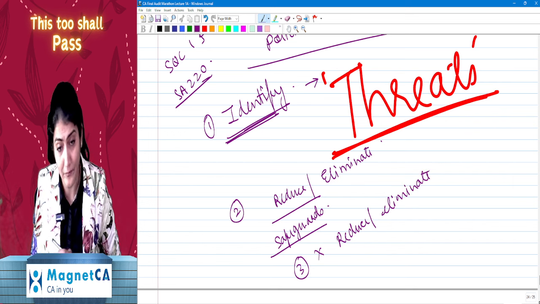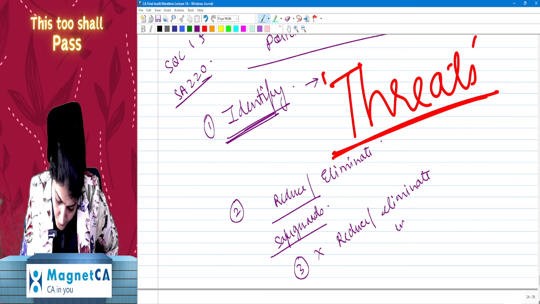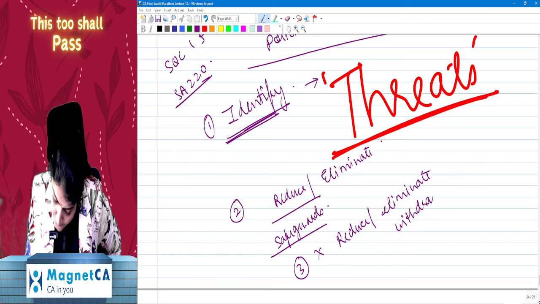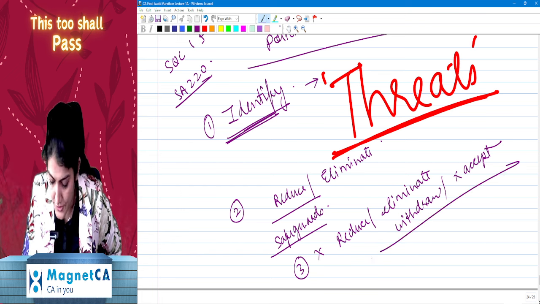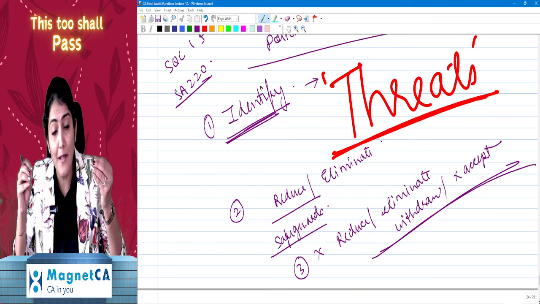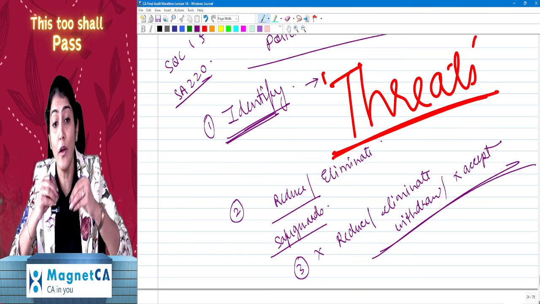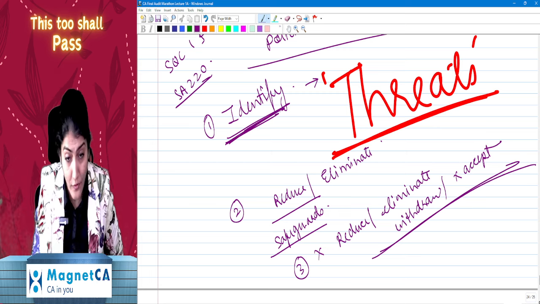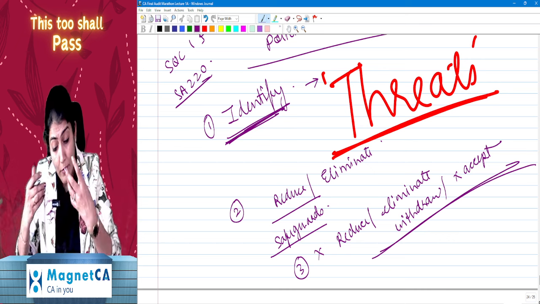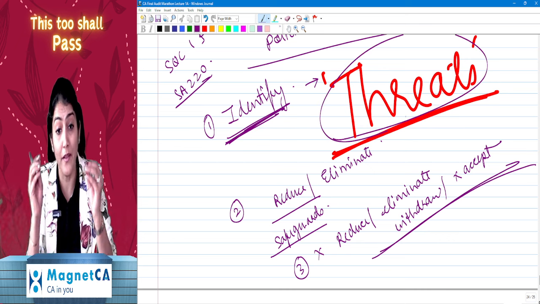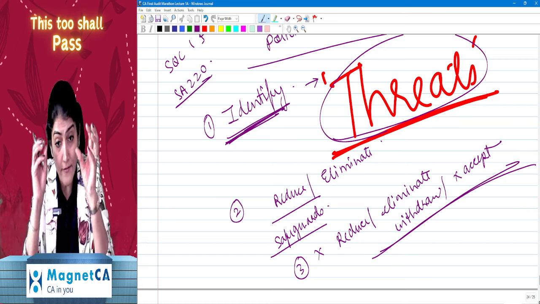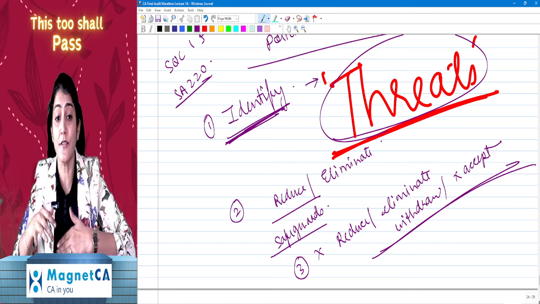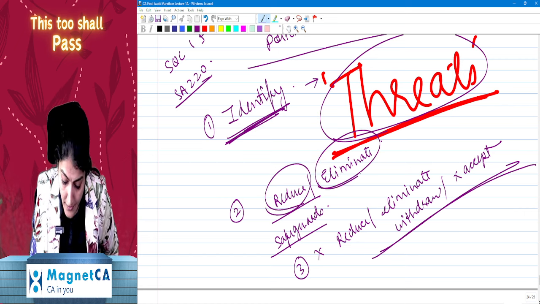Then what do you do? Bye-bye. You withdraw from the engagement. And if you've not yet accepted the engagement, please don't accept the engagement. As I told you, independence of the auditor is non-negotiable. So remember these 3 points. Policies and procedures to identify whether there is any threat. If a threat is identified, next you need to take steps to reduce or eliminate.